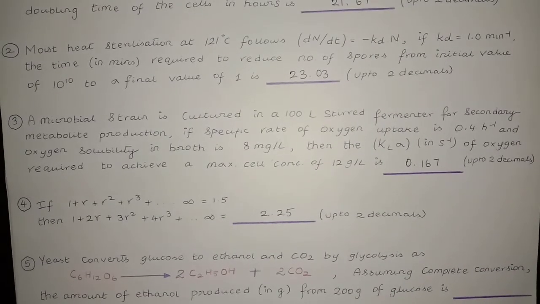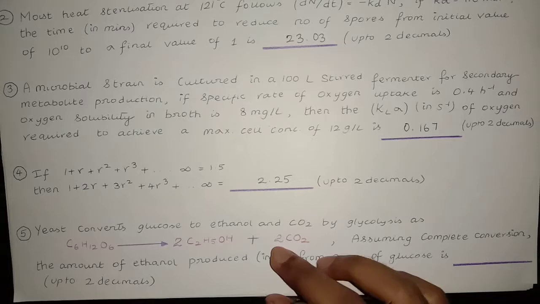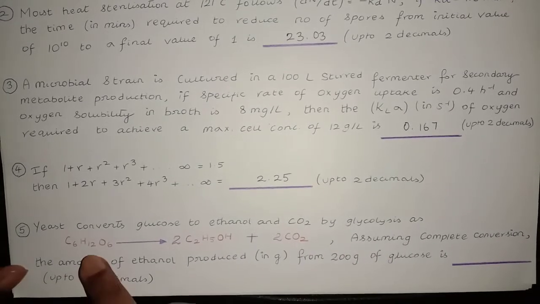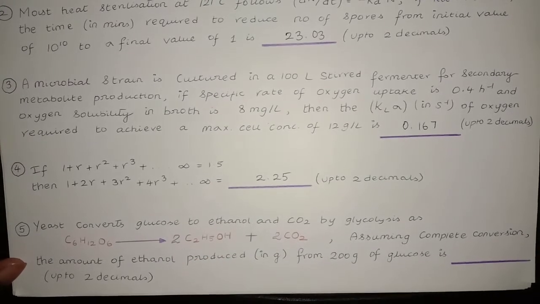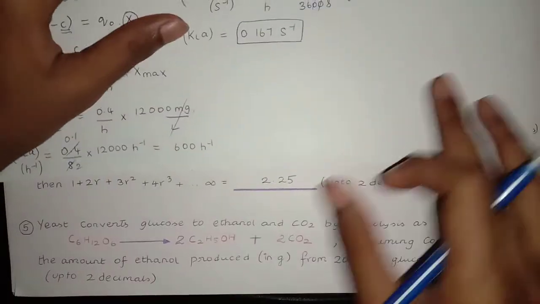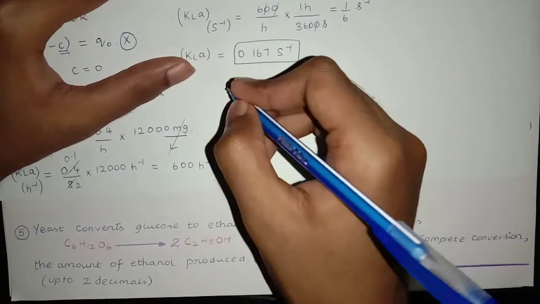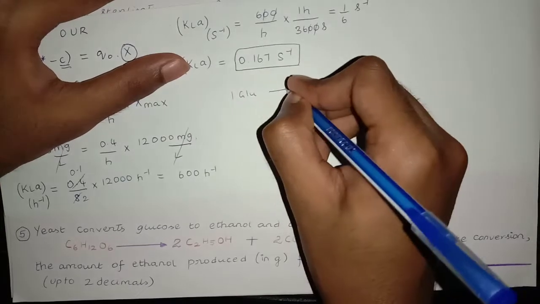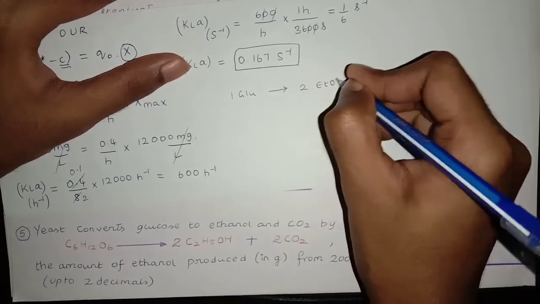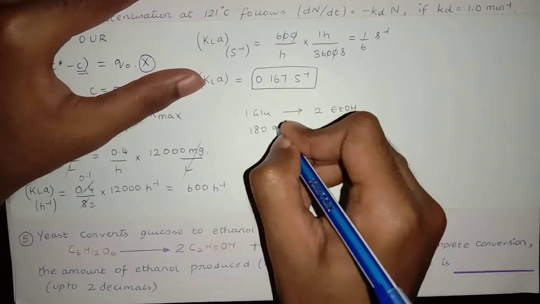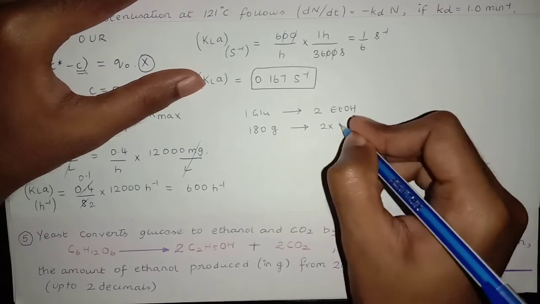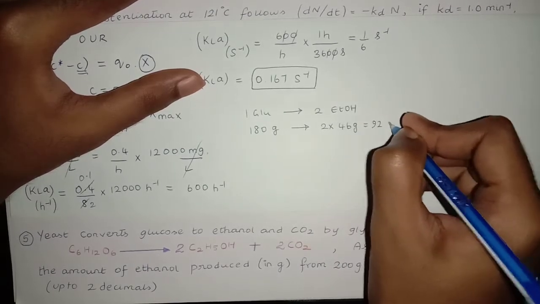And finally we have this problem: yeast converts glucose to ethanol and CO2 by glycolysis, as 1 mole of glucose, C6H12O6, giving rise to 2 C2H5OH plus 2 CO2. Assuming complete conversion, the amount of ethanol produced in gram from 200 grams of glucose is. So from the equation we can see that 1 mole of glucose will give rise to 2 moles of ethanol, EtOH. Let's write in terms of mass.